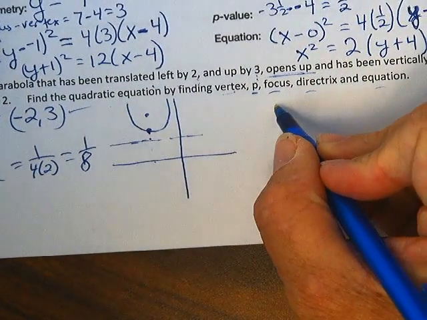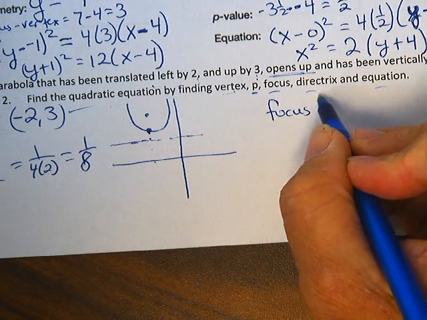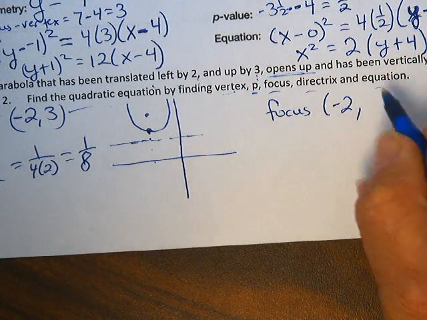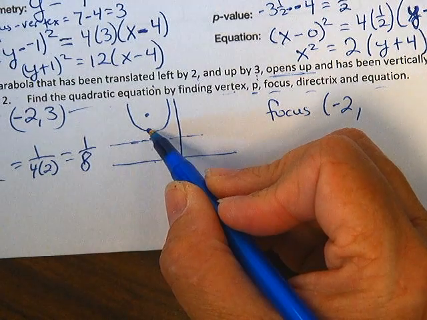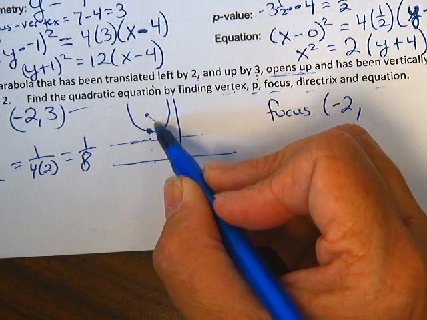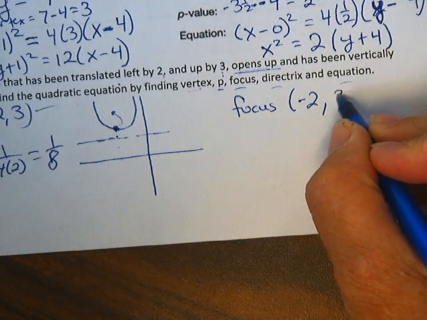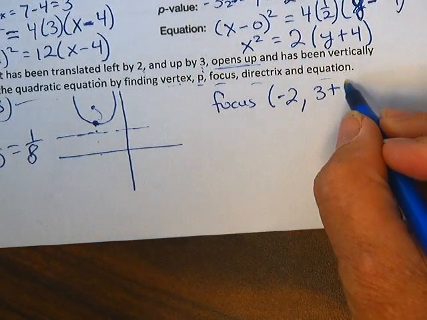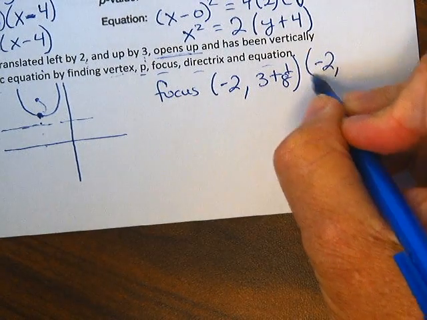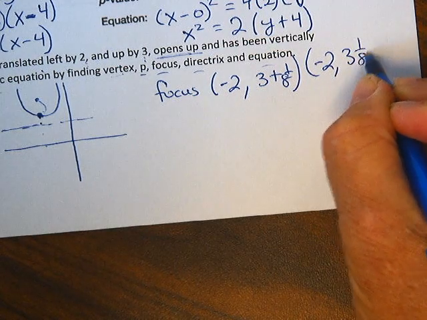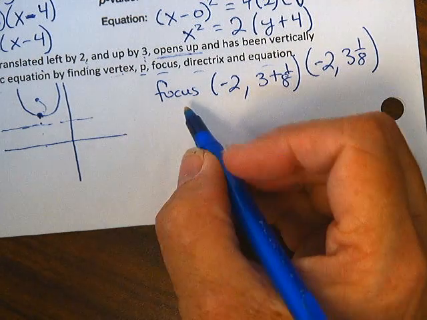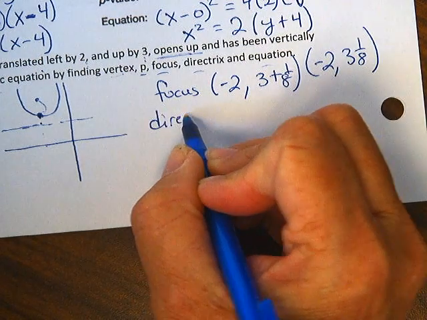To find our focus, that's going to have the same x value as the vertex, so that was -2. The y value is going to be same as the vertex y value plus p. So the vertex was at 3 plus p, which we said was 1/8. So we can just write that as (-2, 3 1/8). If you prefer to use decimals, go right ahead. It's the same number.